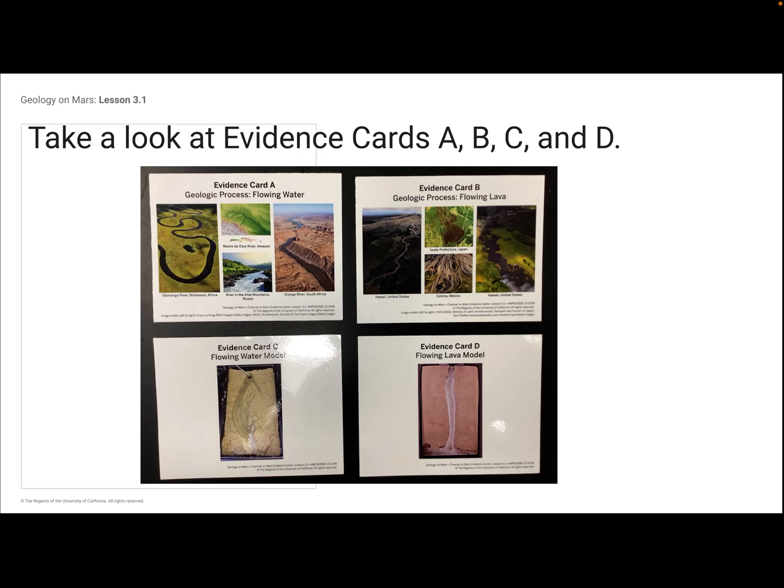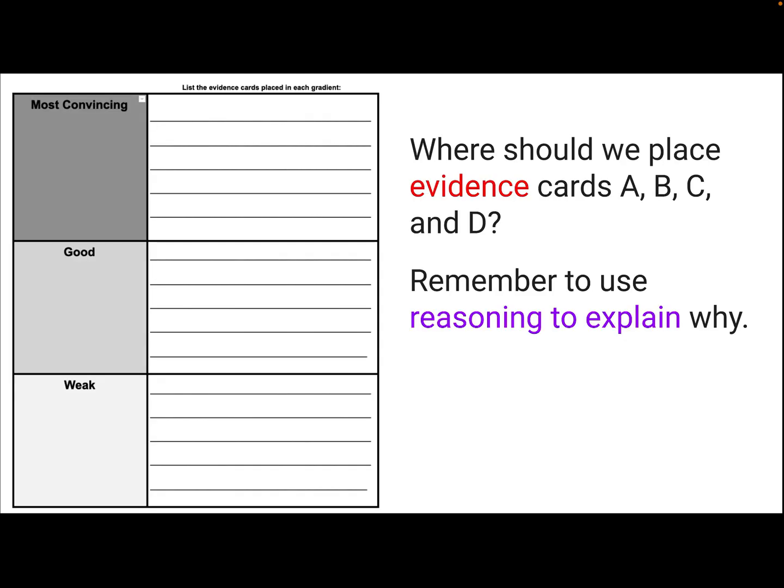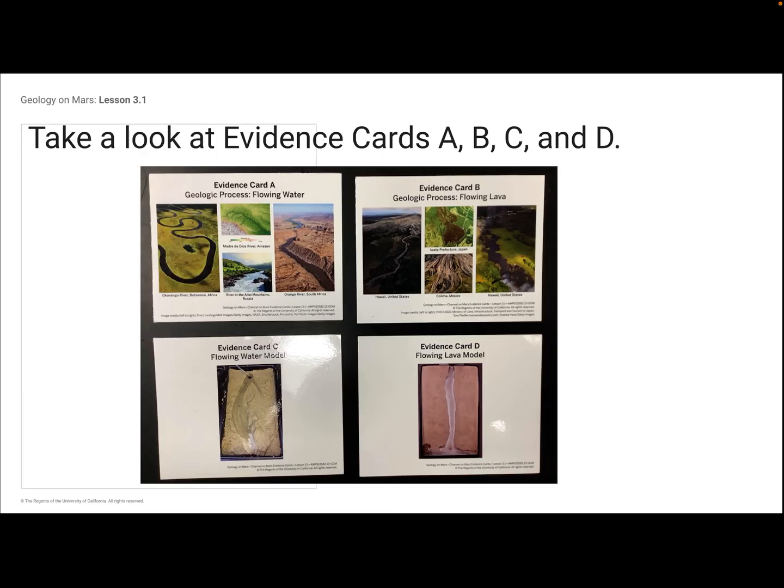Now let's look at evidence cards C and D. So evidence card C showed flowing water, and evidence card D showed flowing lava. Where would you put those? So if we look, I know some of you guys might be really tempted to put it up in the most convincing, but the problem with that is, didn't we see that water formed a channel? Especially the first lab that we did. The second lab, when we increased the elevation, it kind of formed a canyon. But the first one, for sure, it forms a channel. And evidence card D definitely forms a channel.